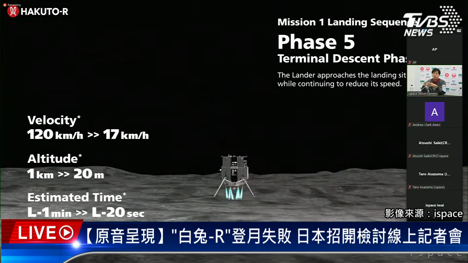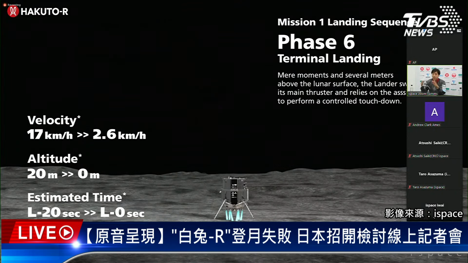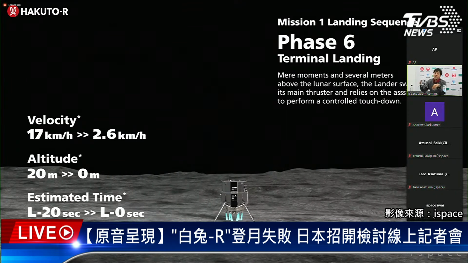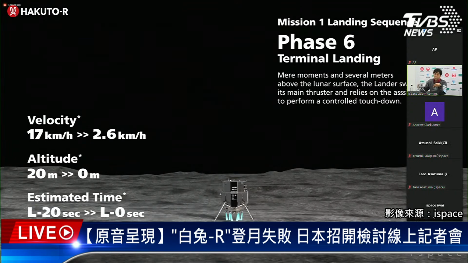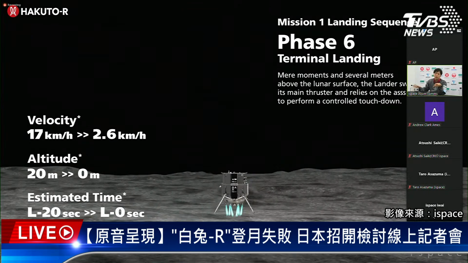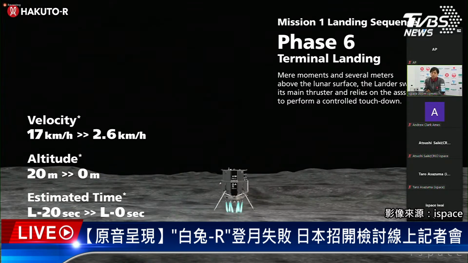Please move on to the next slide. The final phase is phase 6. With really low speed, the lander was expected to finally touch down softly on the lunar surface. This was our original sequence. Please move on to the next slide.